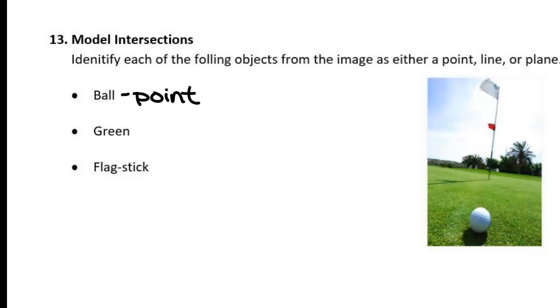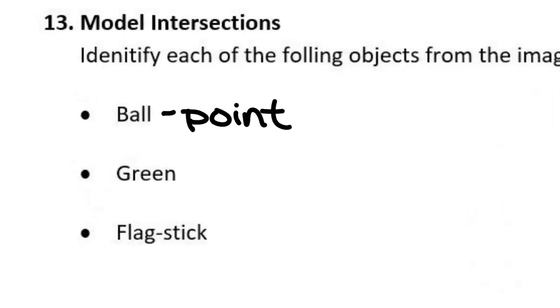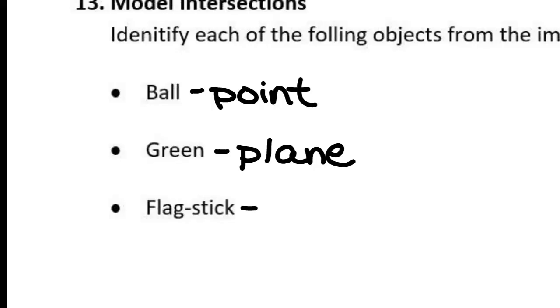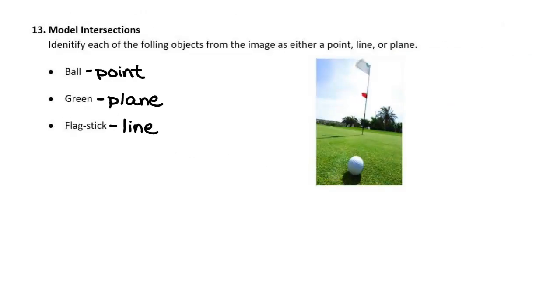The green, which when we're talking about golf, is where you're putting. It's the ground that you're putting on. Would the ground best model a point, a line, or a plane? A plane. What about the flag stick? A line. The stick itself is going to represent a line. Now the hole where the ball is going to go in would best represent what? A point. Very good.